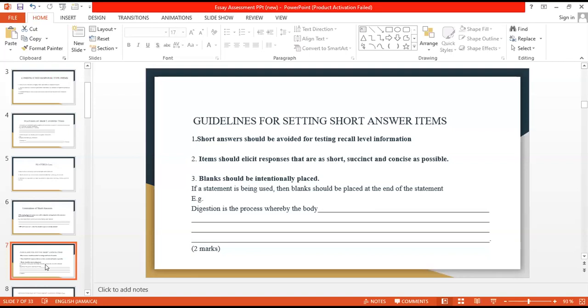Secondly, items should elicit responses that are as short, succinct, and concise as possible. So as the term would suggest, short answer. The answer should be as short, as concise, as specific as possible.